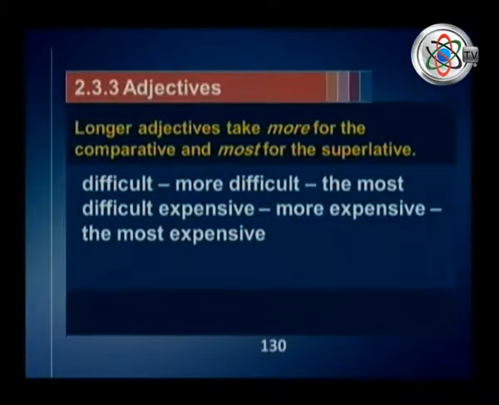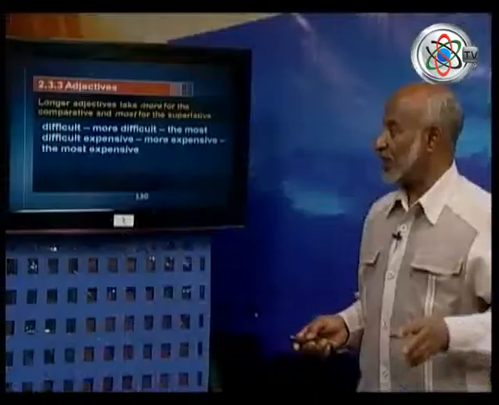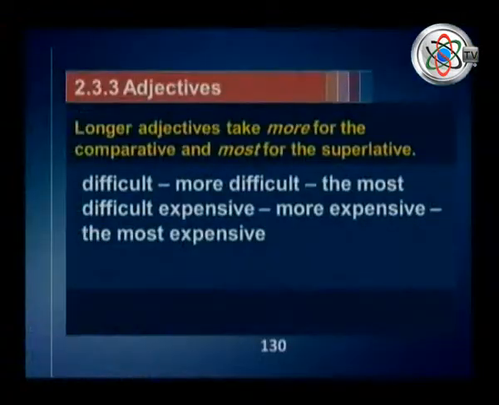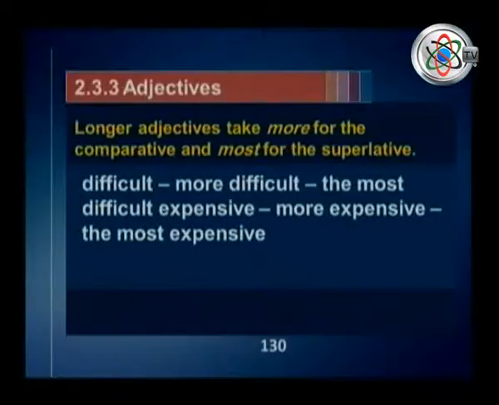So be careful. When you have more than 1 syllable, those words are called polysyllabic words. When you have polysyllabic words, for example, the word difficult, you say, this lecture is more difficult than the previous one, and the upcoming one might be the most difficult of all. So be careful. Difficult, more difficult, the most difficult. Expensive, more expensive than the most expensive, and so on.